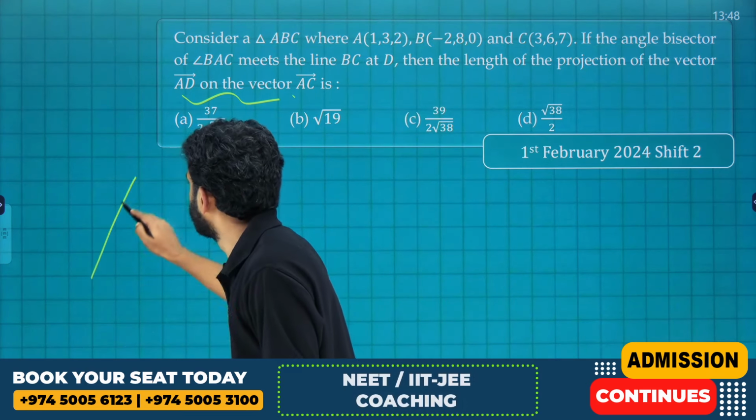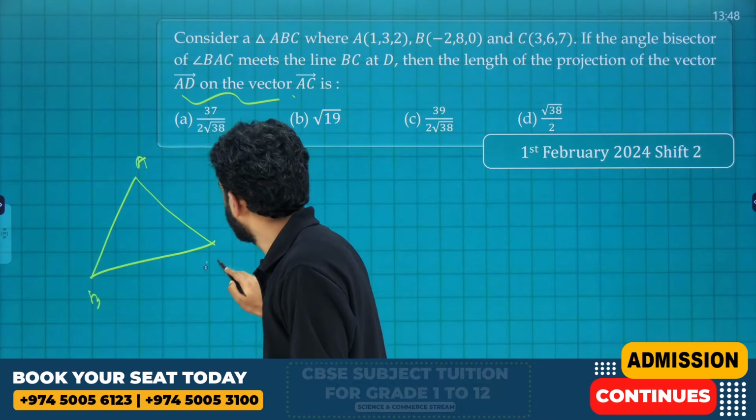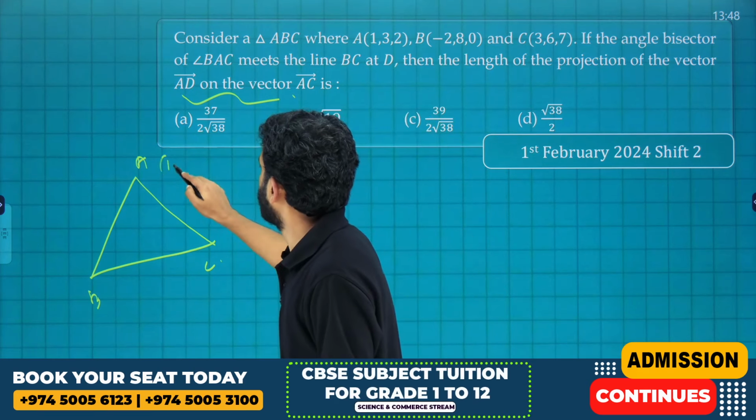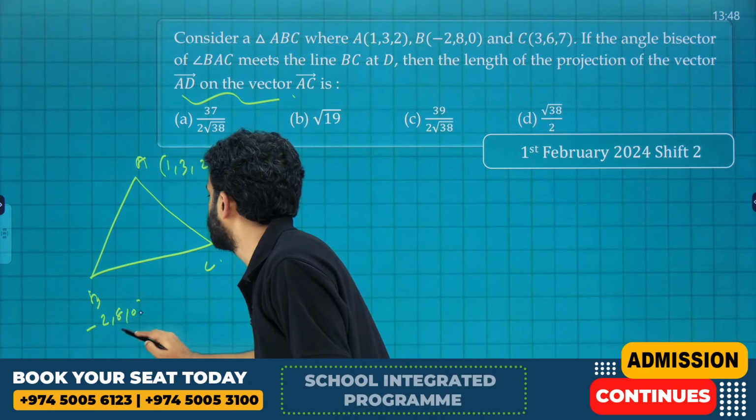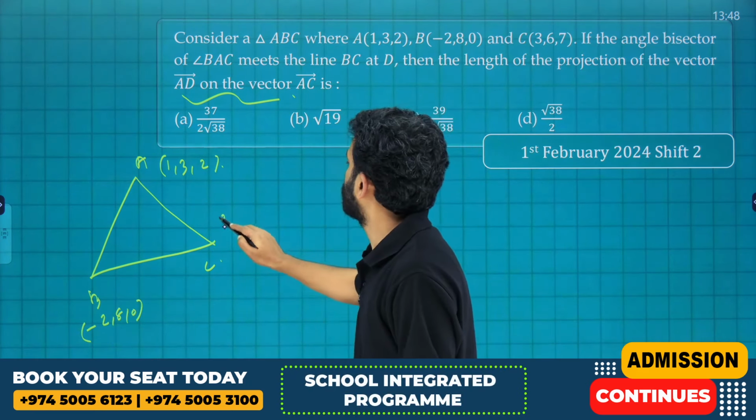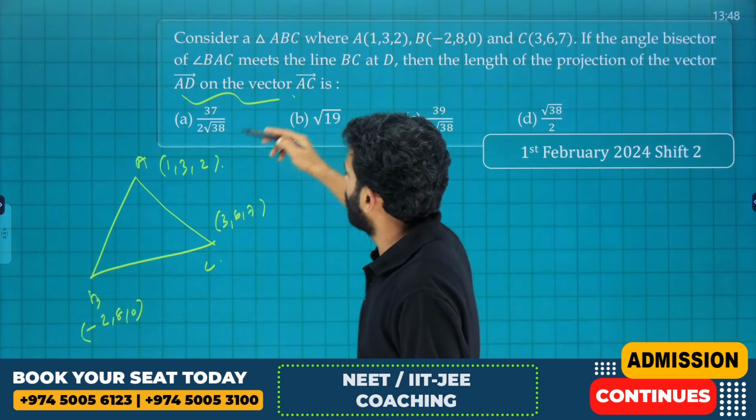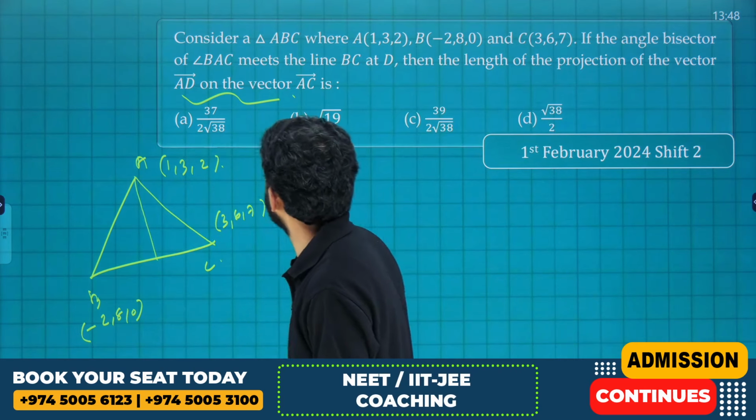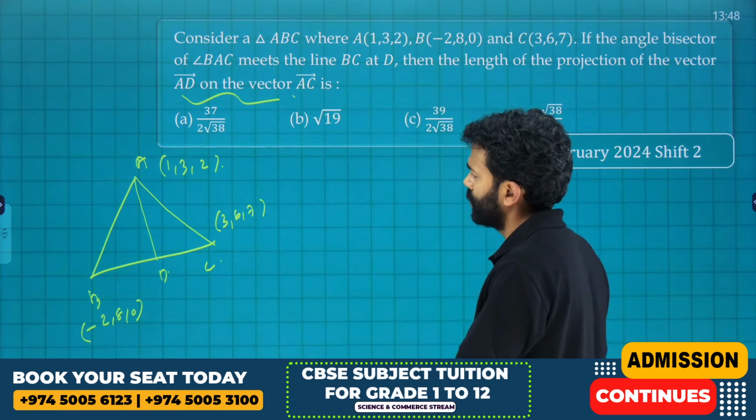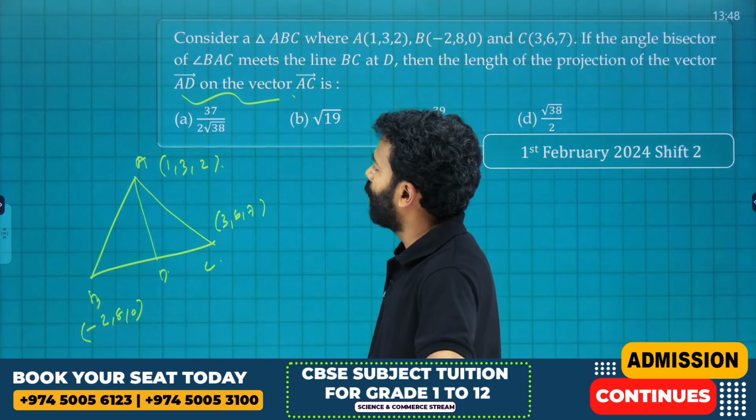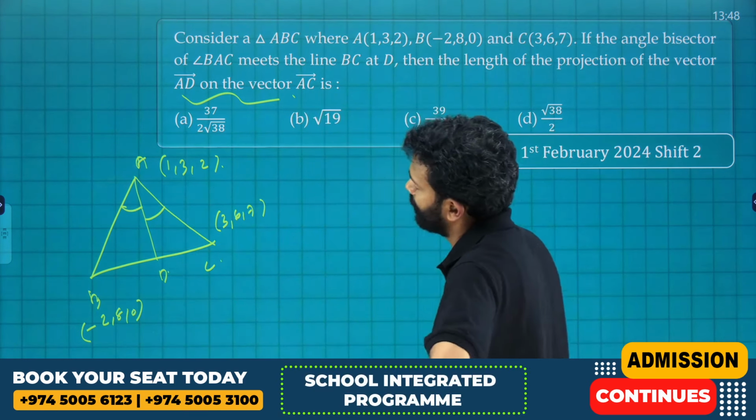A, B and C. A is 1, 3, 2 and B is minus 2, 8, 0 and what about C? 3, 6 and 7. The angle bisector of angle BAC meets the line BC at D. Similar to the previous one, right? Even the alphabets are the same. Since it's an internal angle bisector, this will be the same.